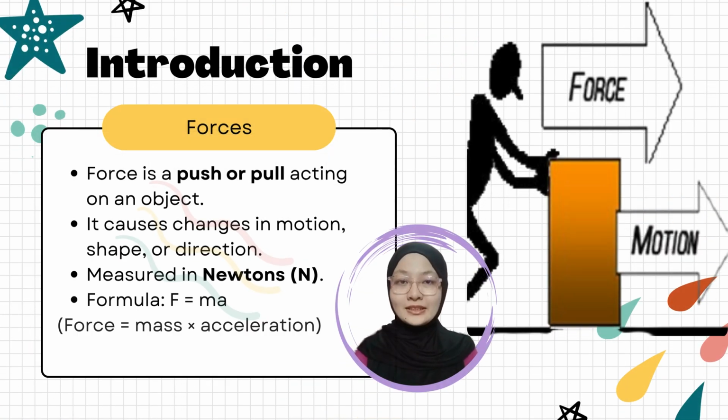A force is basically a push or pull acting on an object. It can make an object move, stop, change direction, or even change its shape. We measure force in newtons, named after Sir Isaac Newton. The formula is F equal to ma, which means force equals mass multiplied by acceleration. So, the heavier an object is, or the faster it accelerates, the more force is needed.